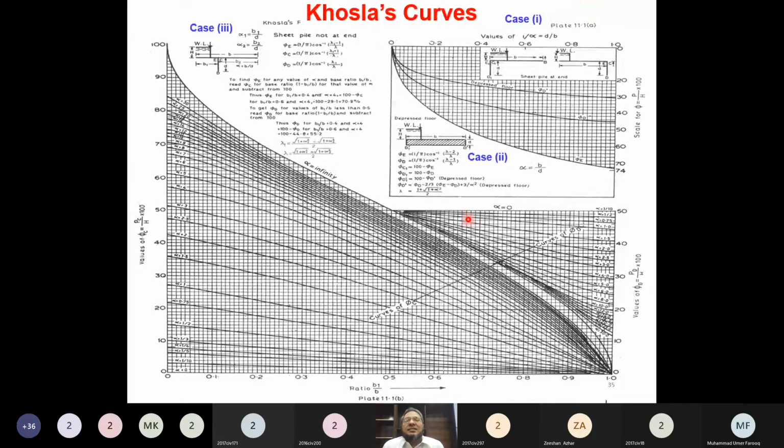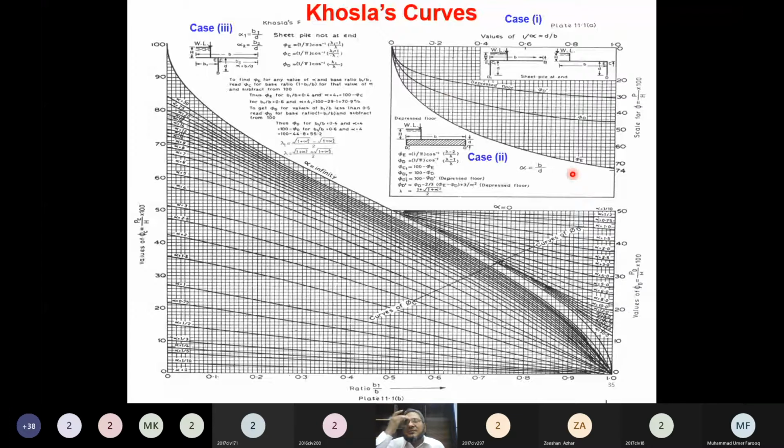Anyway, after discussing the equations, the next thing we need to understand are the cost loss curves. As you know, those equations we can apply, but instead of using those equations, we can directly use these curves. These curves are basically the plots of those equations for various values of D over B and B1 over B ratio.